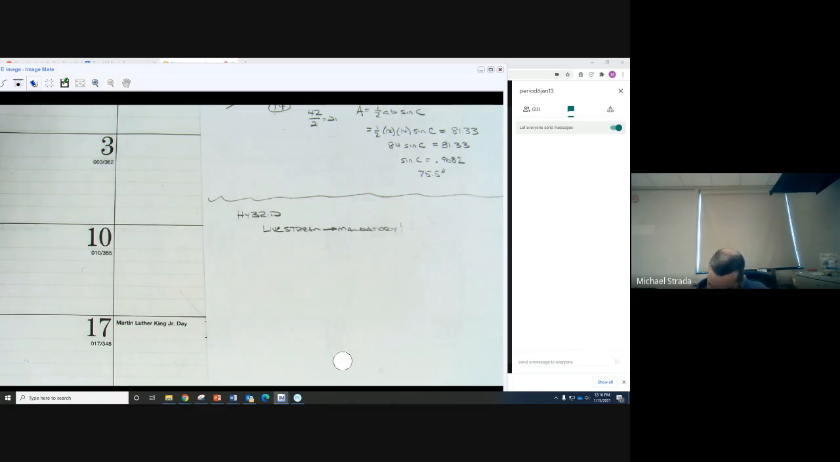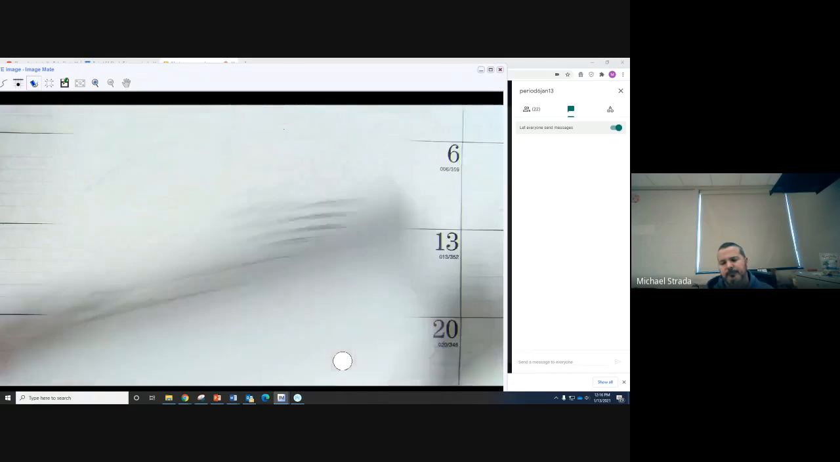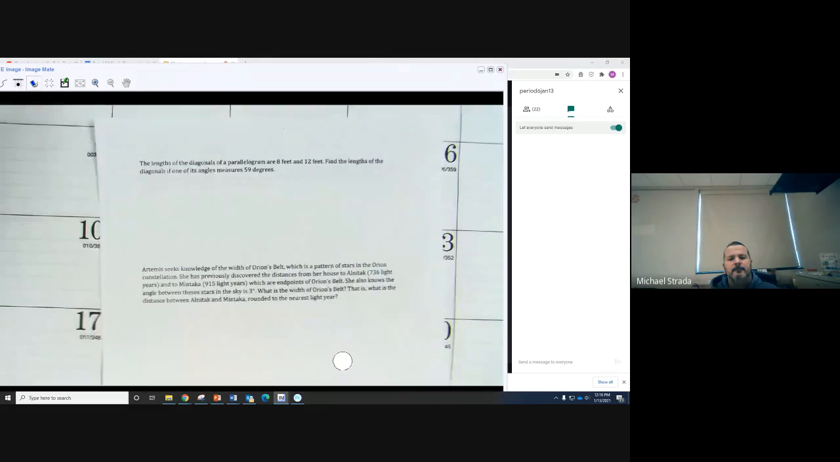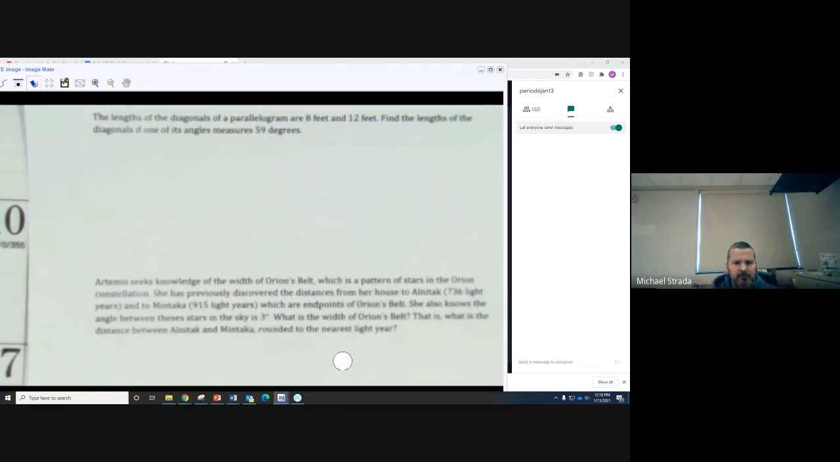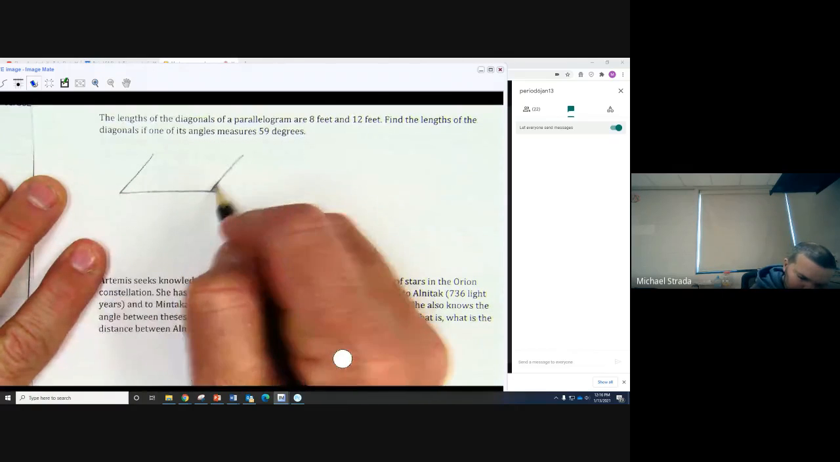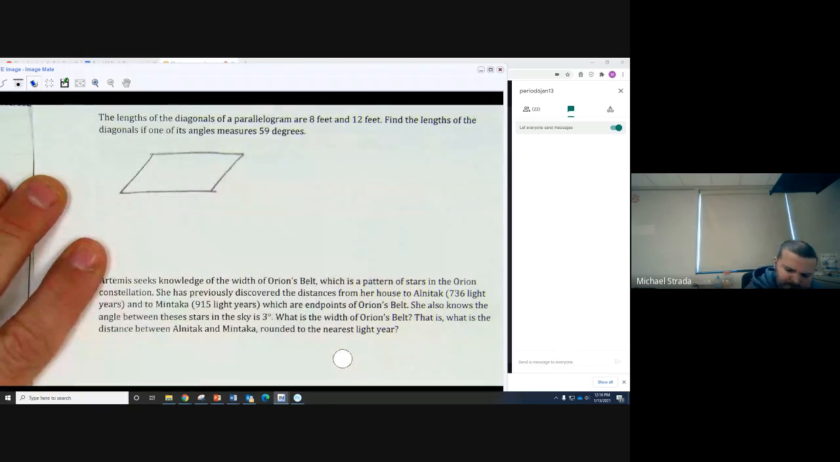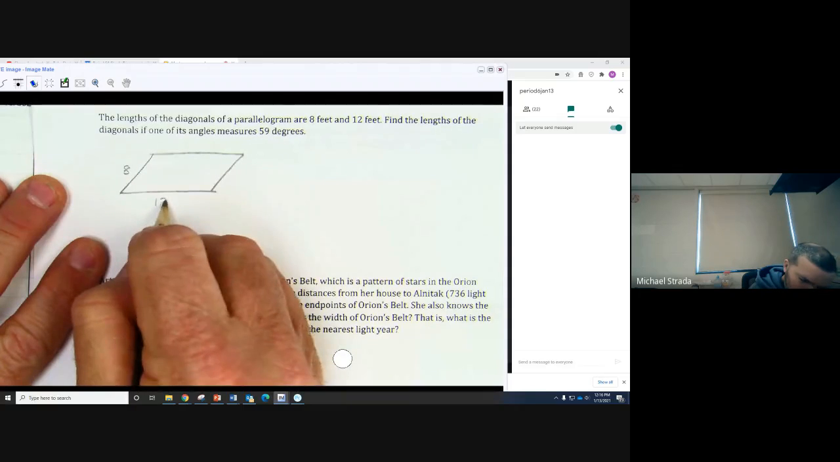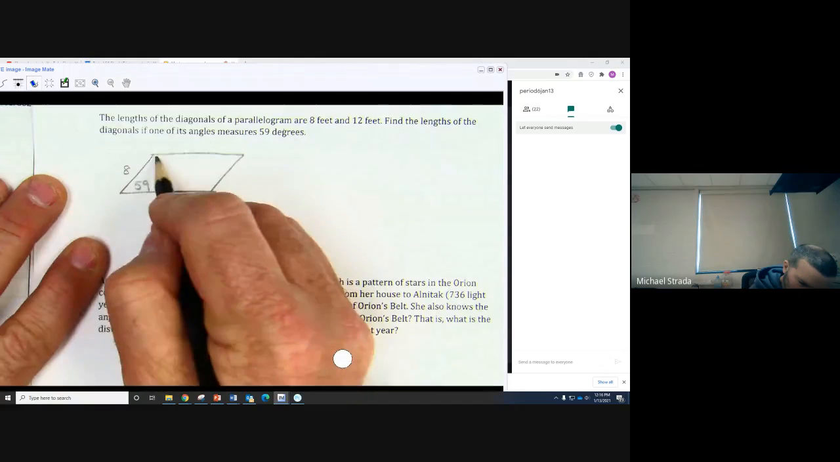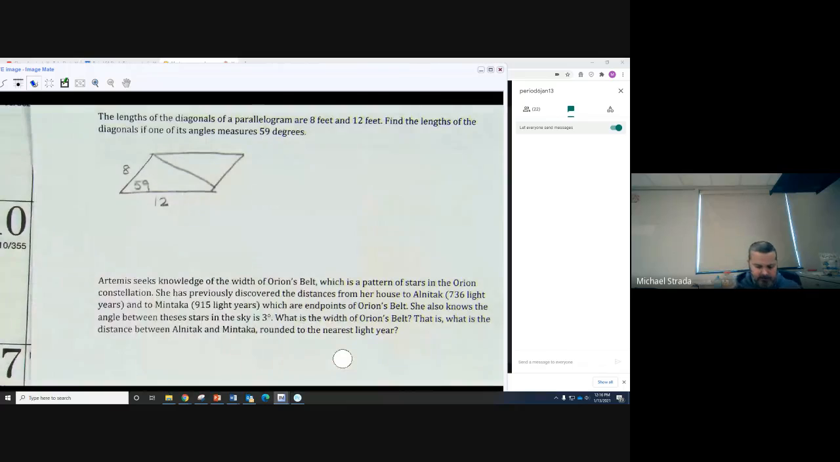So let us talk about word problems. The lengths of the sides of a parallelogram are 8 feet and 12 feet. Find the lengths of the diagonals if one of its angles measures 59 degrees. So we're dealing with a parallelogram. Sides are 8 and 12. One of its angles measures 59 degrees. You need to get both lengths of its diagonals, so we'll start with that one.